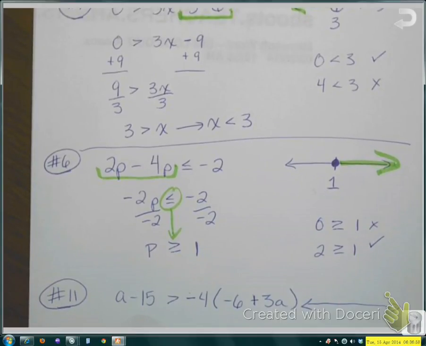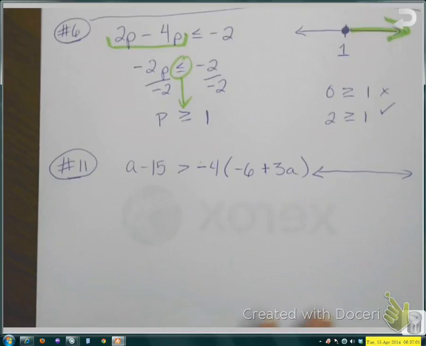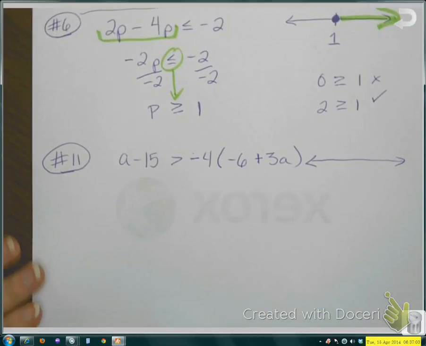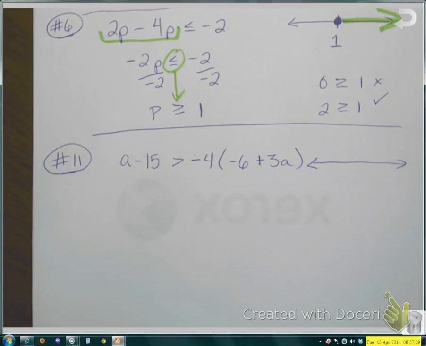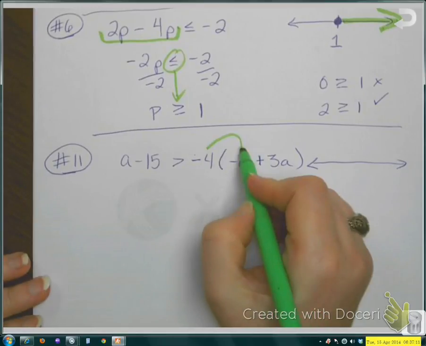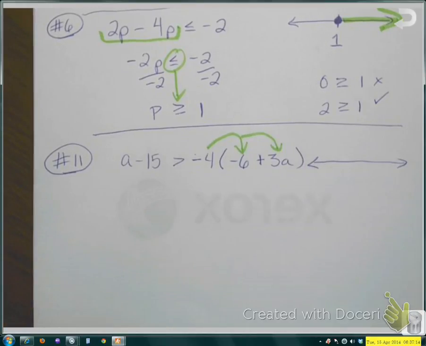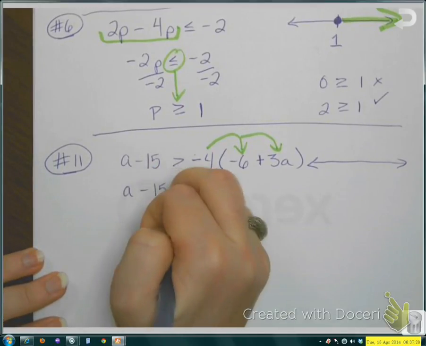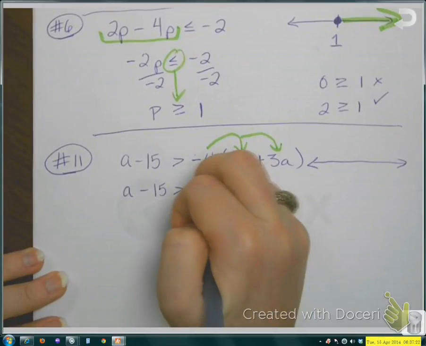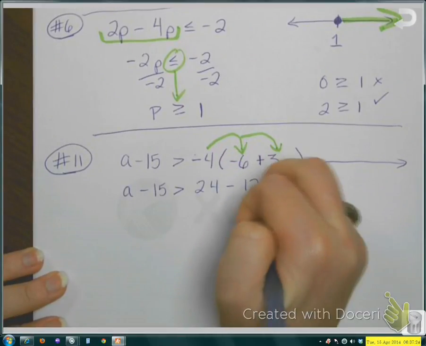We're going to work number 11. Okay, number 11 looks really complicated, and actually it's really not. It's the exact same thing we just finished doing. Simple solve, only now I have parentheses, so I need to, you got it, distribute. We're going to distribute that number. So I'm going to leave the left side of the inequality alone. Distribute the negative 4. I have 24 minus 12a.